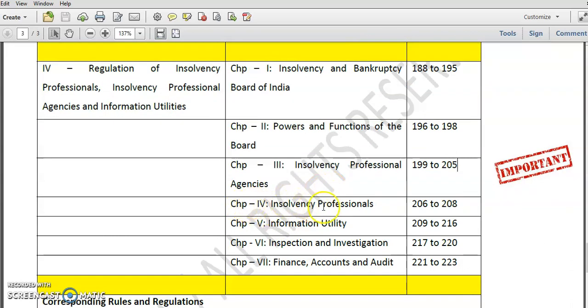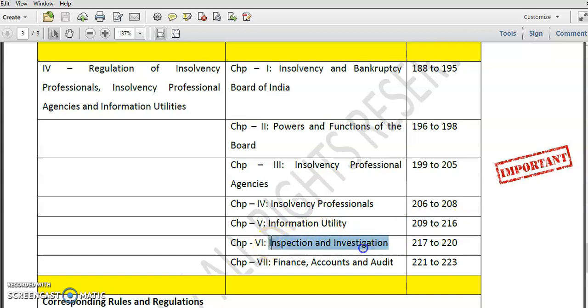Chapter 4, insolvency professionals, section 206 to 208. This is important as far as we are concerned because we will become insolvency professionals. So we should know what are the provisions in IBC for insolvency professionals. Then chapter 5, information utility. This is also very important because now government is focusing on information utility. And this will be, you can say, a very big thing in future. Just now there's only one information utility, but in future it may increase. So we have to be very thorough with these provisions.